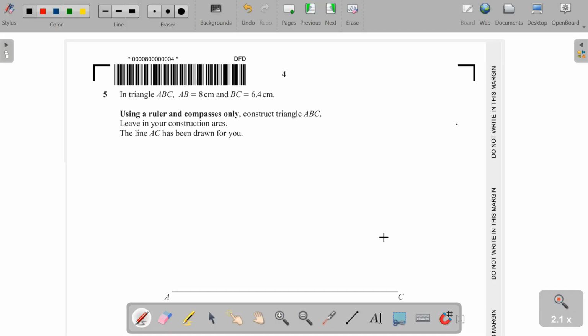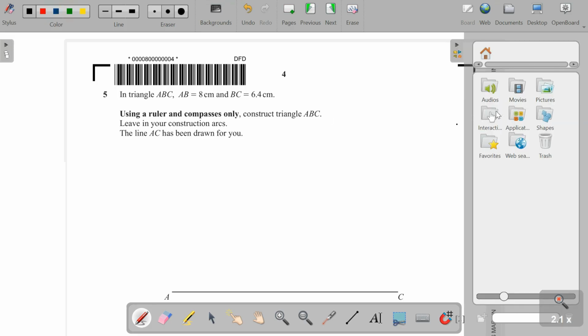Okay, we are going to start question number 5. In triangle ABC, AB is 8 cm and BC is 6.4 cm. Using the ruler and compass only, construct triangle ABC. Leave in your construction arcs. The line AC has been drawn for you.